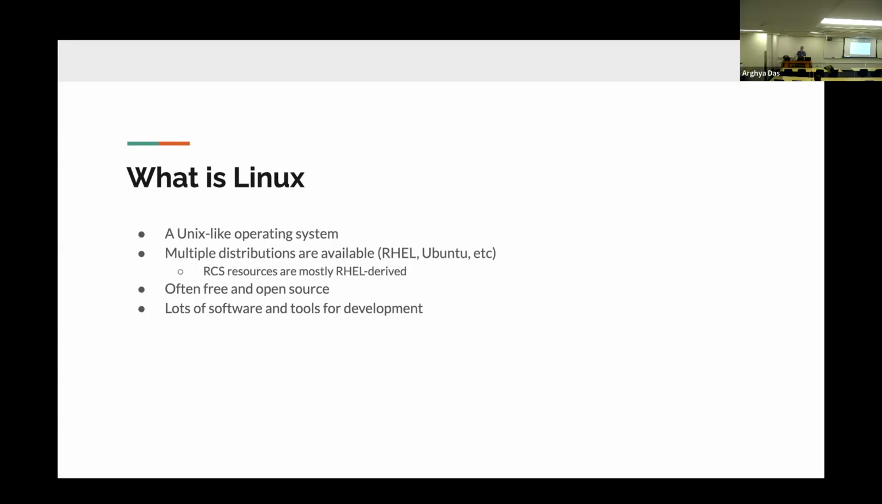And they're also used on embedded systems, like Raspberry Pis, robotics, stuff like that, all the way up to 100 node, 1,000 node HPC clusters. We at RCS typically use Red Hat derived systems. Usually the open source version, Rocky Linux, is what we're running on Chinook.